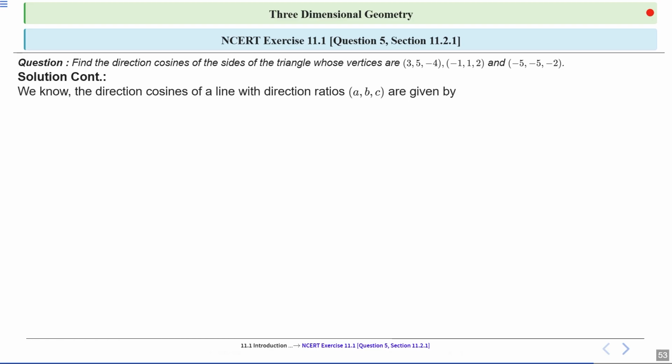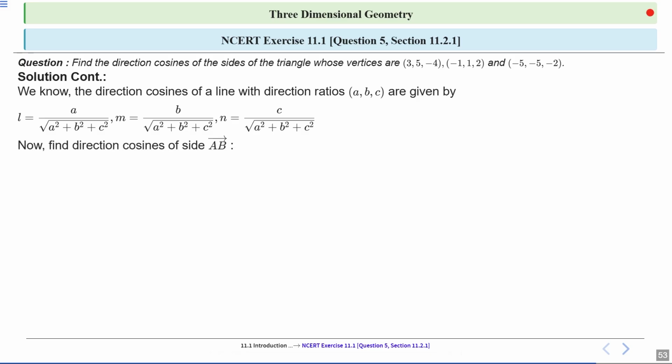We know the direction cosines of a line with direction ratios A, B, C are given by L equals A divided by square root of A square plus B square plus C square, M equals B divided by square root of A square plus B square plus C square, and N equals C divided by square root of A square plus B square plus C square. Here A, B, and C are the direction ratios of the line, and L, M, and N are the direction cosines along the X, Y, and Z axis respectively. Now find the direction cosines of side AB.